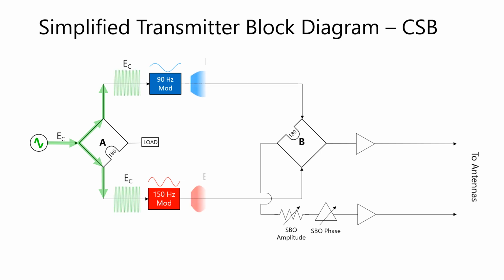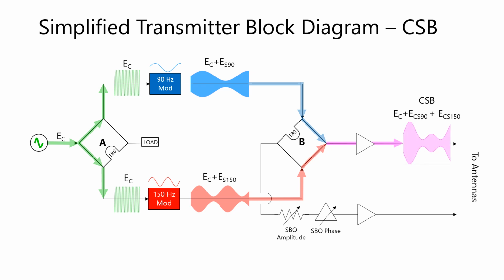After the audio tones are modulated onto the carrier, they arrive at hybrid mixer B. From its summing output, the carrier has combined with the 90 and 150 Hz in phase to pass through an amplifier before being sent to the antenna array.